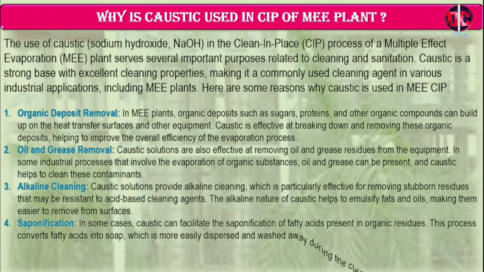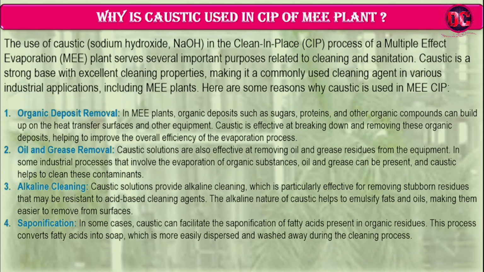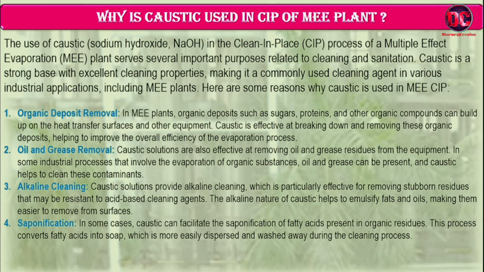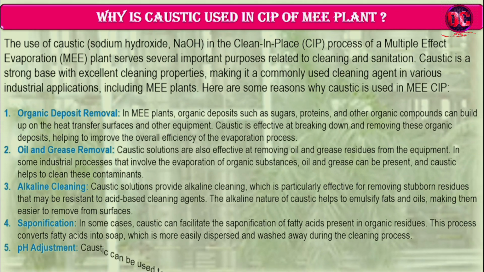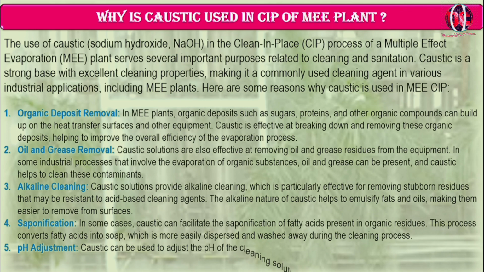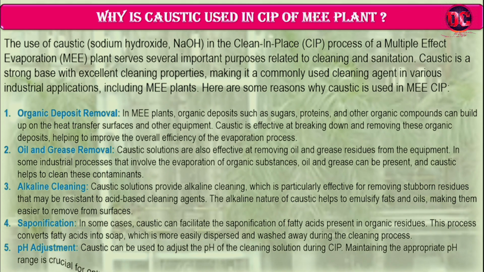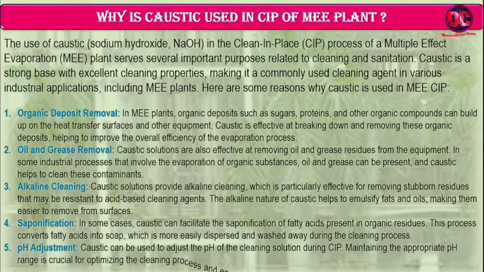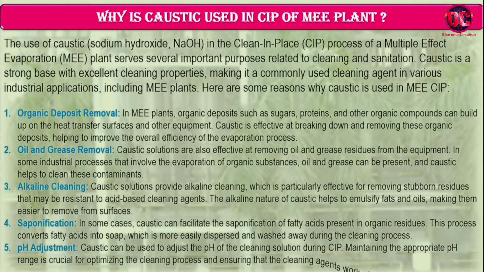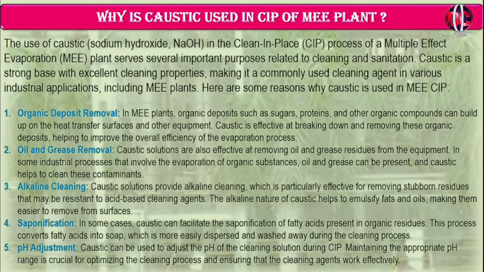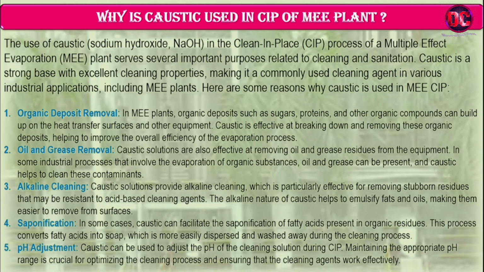4. Saponification. In some cases, caustic can facilitate the saponification of fatty acids present in organic residues. This process converts fatty acids into soap, which is more easily dispersed and washed away during the cleaning process. 5. pH adjustment. Caustic can be used to adjust the pH of the cleaning solution during CIP. Maintaining the appropriate pH range is crucial for optimizing the cleaning process and ensuring that the cleaning agents work effectively.